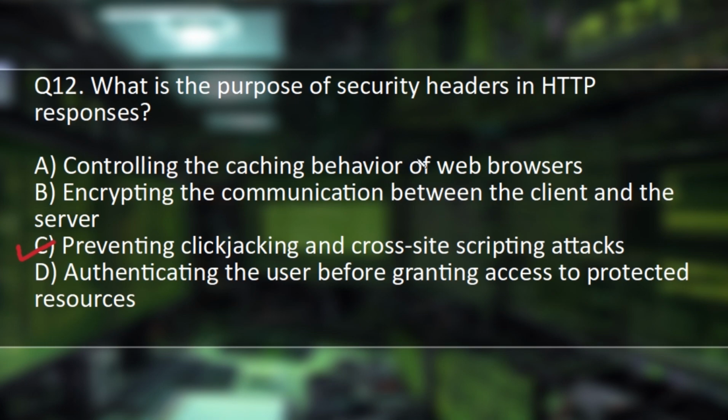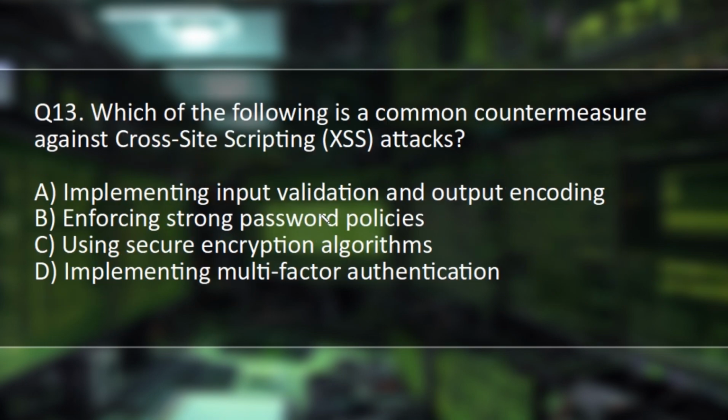Okay, security headers, we configure the origin of the request and many other parameters. The next question is, which of the following is a common countermeasure against XSS or cross-site scripting attack? So the mitigation or the security control is to implement input validation and output encoding. If you don't do input validation, some person will put some script and it will get executed on your server and your server will be compromised.